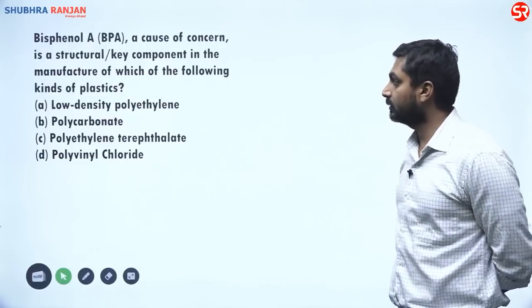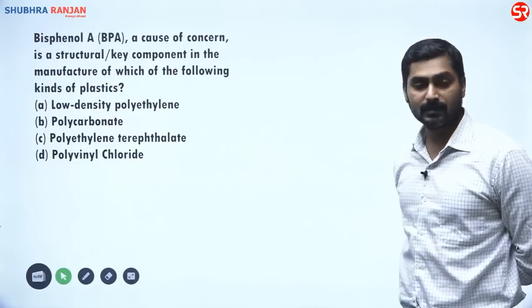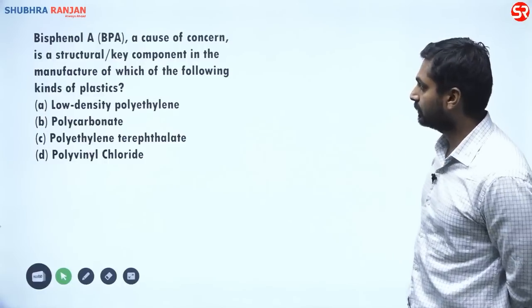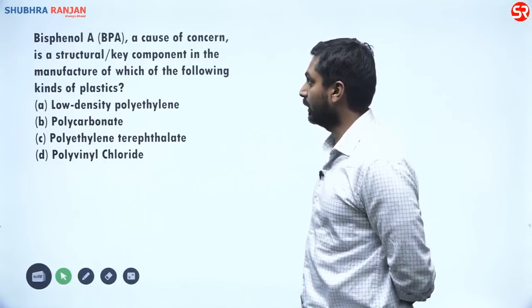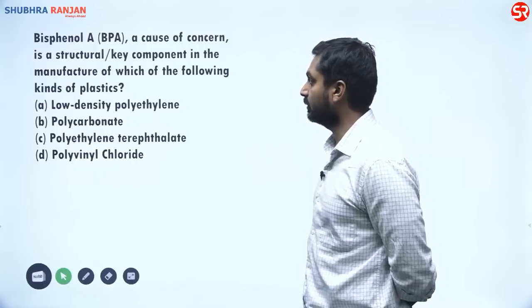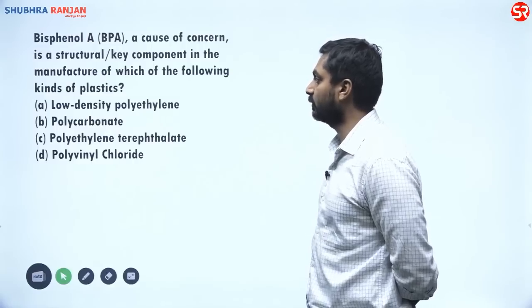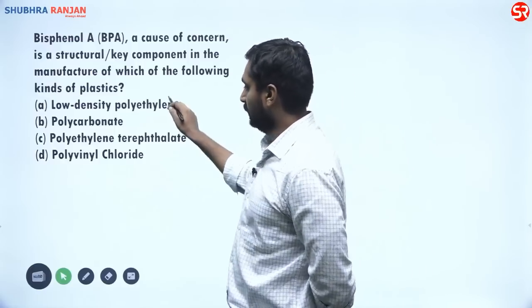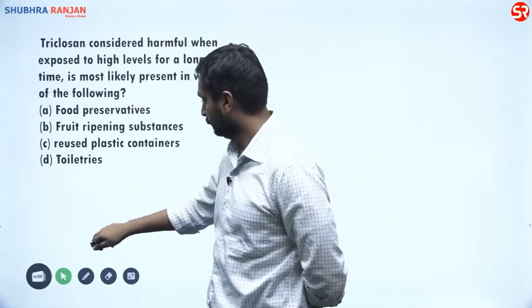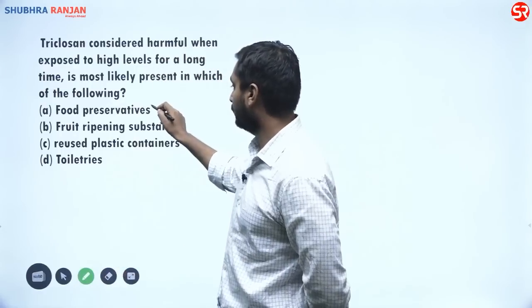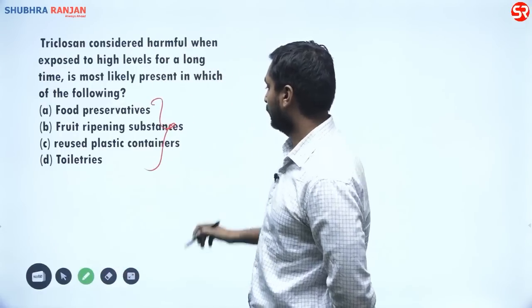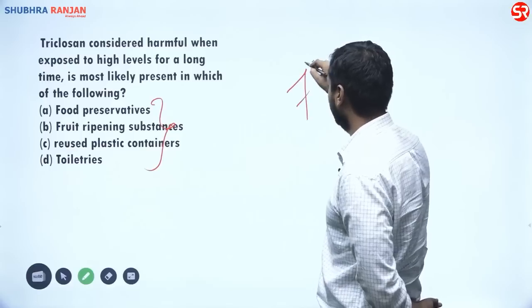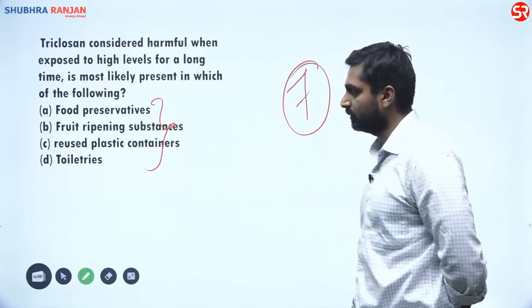Now, this question I would consider on a tougher side. Now let us see what it is. Bisphenol A, a cause of concern, is a structural key component in the manufacture of which of the following kinds of plastics? Now, these four, they are all kinds of plastics. There are seven kinds of plastics which you should know, which are commonly used.